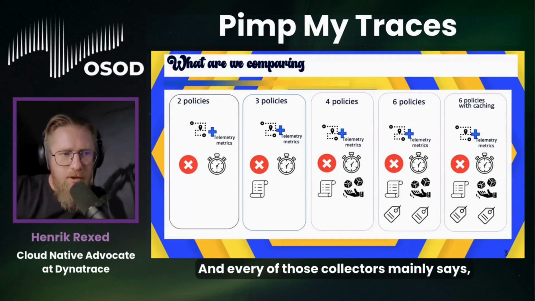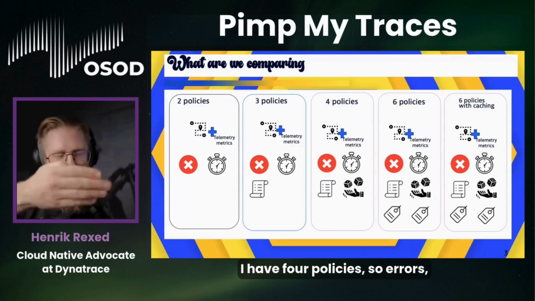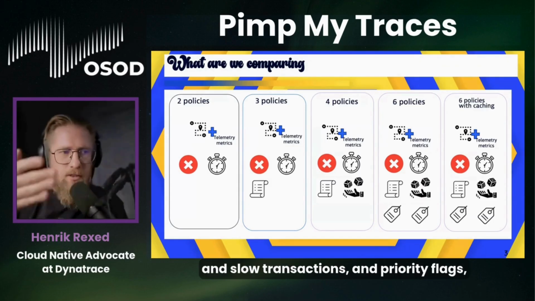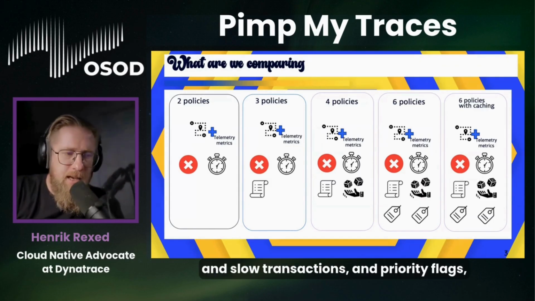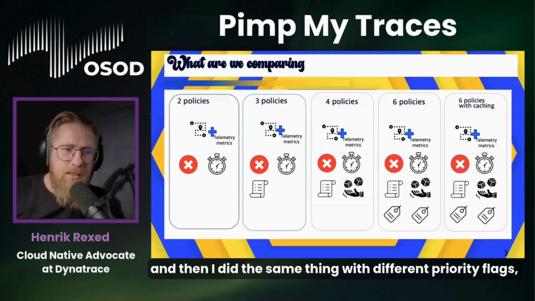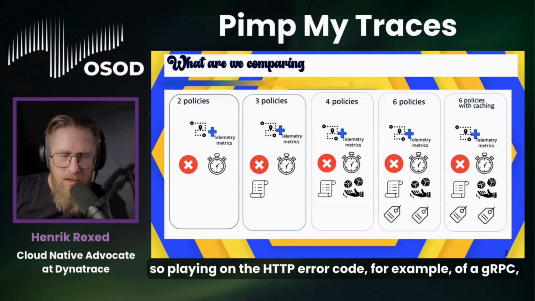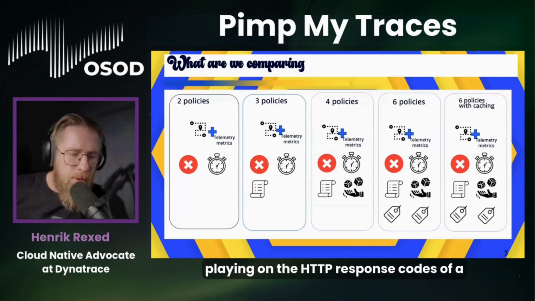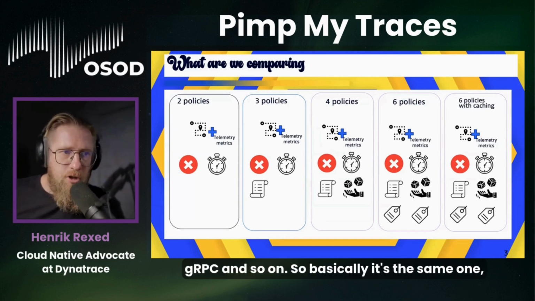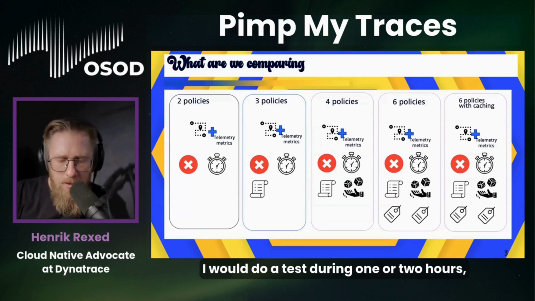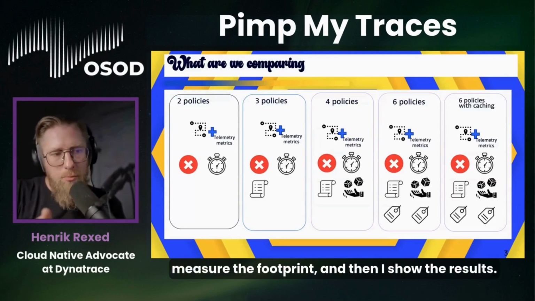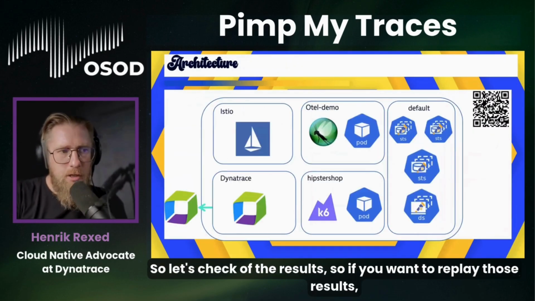And every one of those collectors basically has 4 policies: errors, slow transactions, priority flags, and probabilistic sampling. And then I did the same thing with different priority flags, playing on the HTTP response codes of a gRPC and so on. So basically it's the same one. I would do a test during 1 or 2 hours, measure the footprint, and then show the results. So let's check out the results.